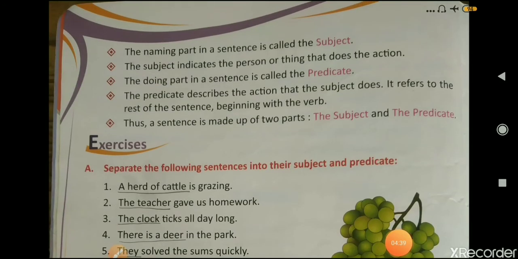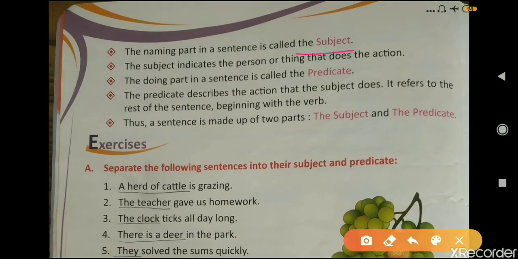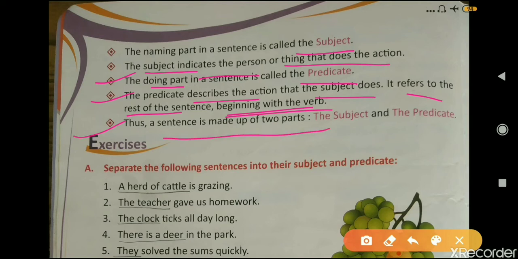The naming part in a sentence is called the subject, and the subject indicates the person or thing that does the action in the sentence. Second part is the predicate part. This is the doing part of the sentence, and the predicate describes the action that the subject does. It refers to the rest of the sentence beginning with the verb. It means the predicate part begins with a verb. Thus, a sentence is made up of two parts, the subject and the predicate.